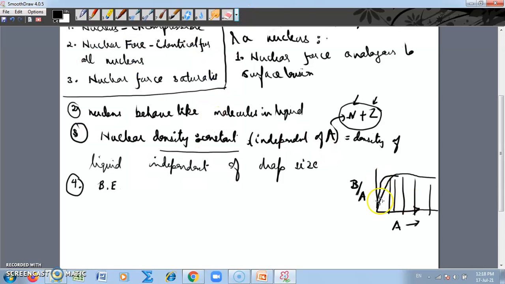Let me draw it properly. You'll find it in your study materials and my previous videos. So it comes like this and like this. So you find that the binding energy per nucleon is almost a constant for all the nucleons, all the elements, or all A. So binding energy is constant, which is the case for a nucleus, and it is similar to the constancy of the latent heat of vaporization.